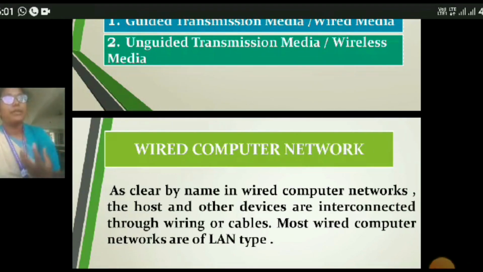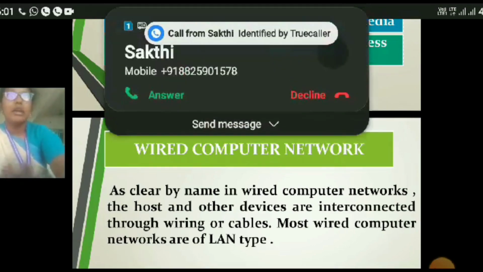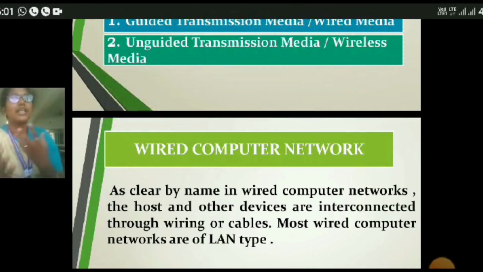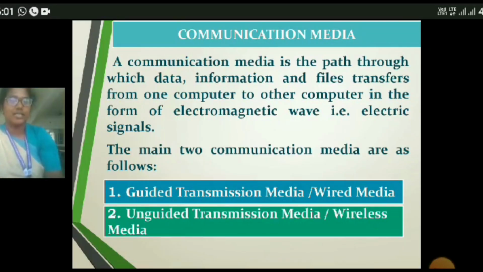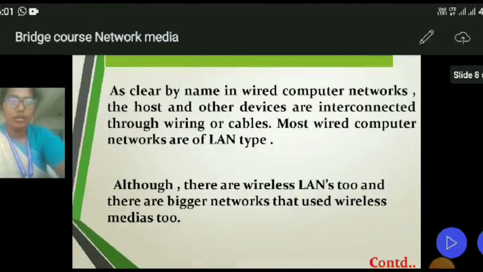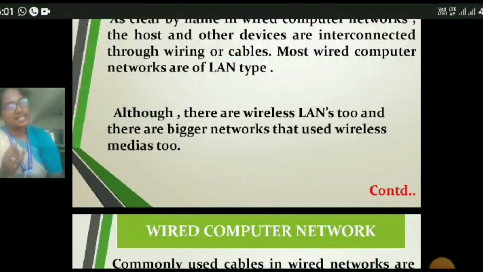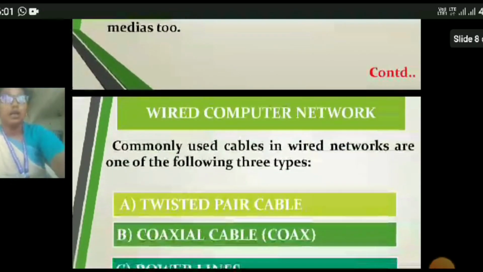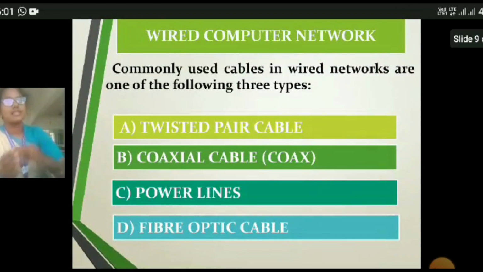For example, most wired computer networks use the LAN type. As the name clearly says, in wired computer networks the host and other devices are interconnected. Although there are wireless LANs too, and there are bigger networks that use wireless media too. The wired computer network has the following types: twisted pair cable, coaxial cable, power lines and fiber optic cables.